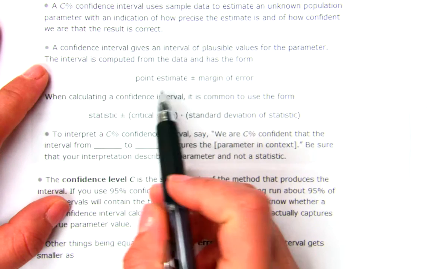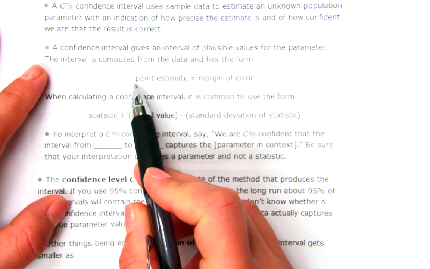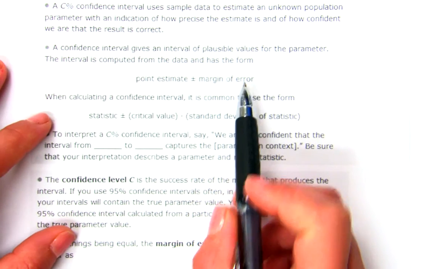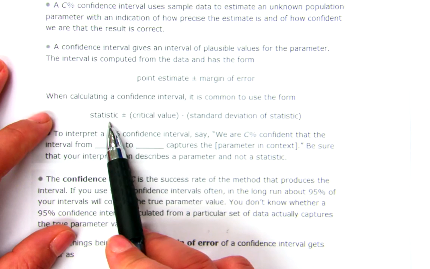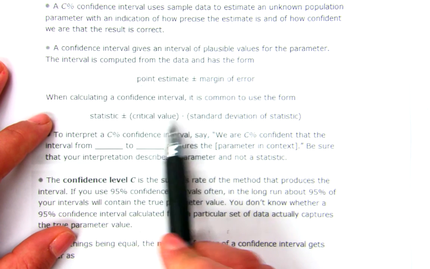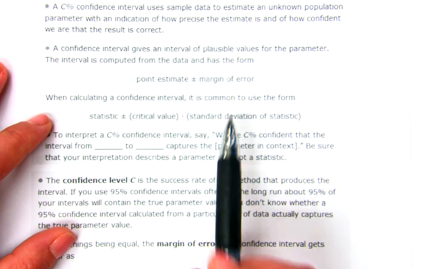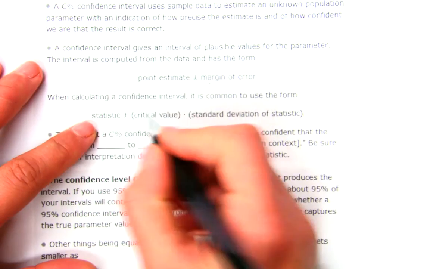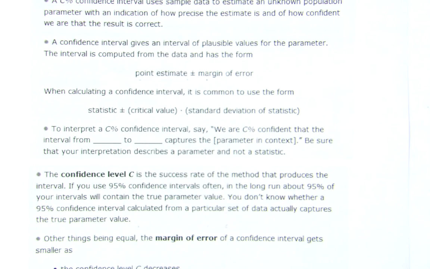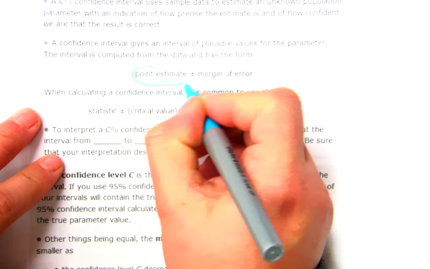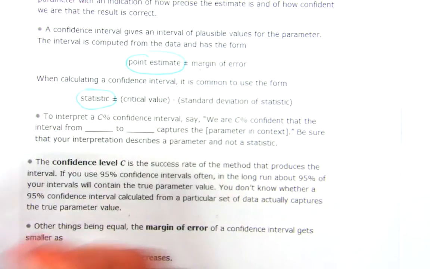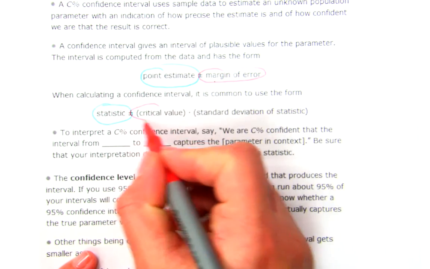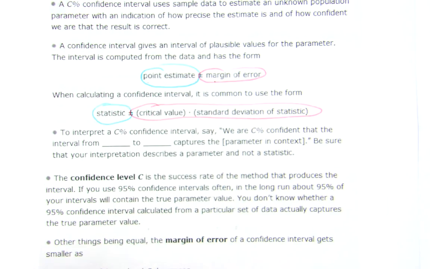A confidence interval gives an interval of plausible values for the parameter. Okay, so they can be anywhere between the point estimate is going to be your middle, and then plus or minus your margin of error. And then this actually turns into your statistic, plus or minus your critical value times your standard deviation of the statistic. Okay, so your point estimate ends up being your statistic, and your margin of error is really just this part right here. I'm going to highlight this. So your point estimate is like your statistic that you're going to be using, and your margin of error, plus or minus, is the same thing as your critical values multiplied by your standard deviation of the statistic.